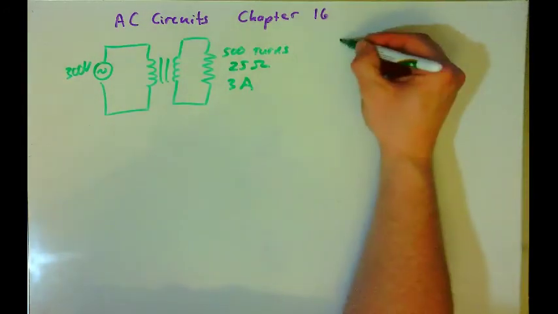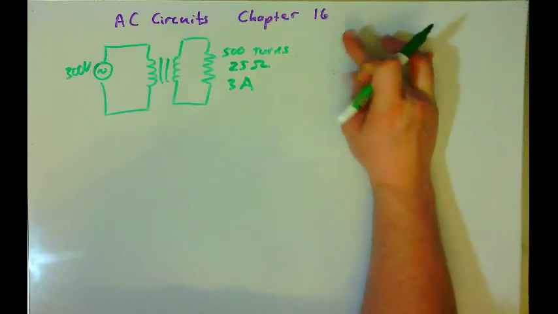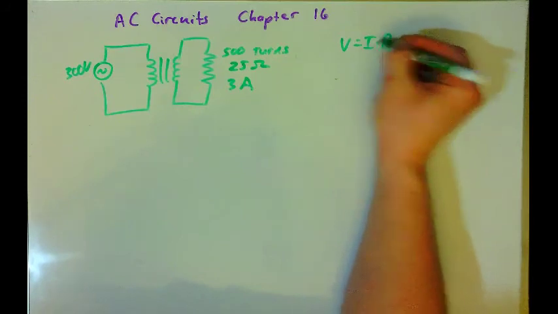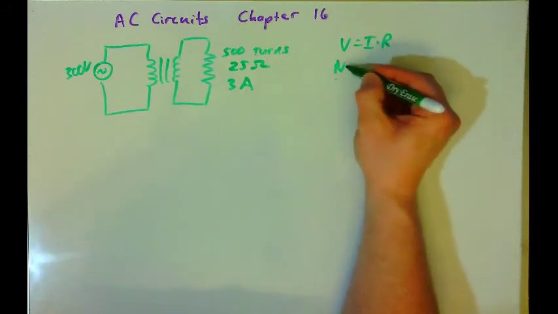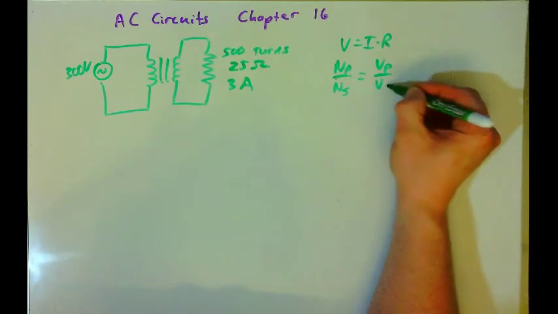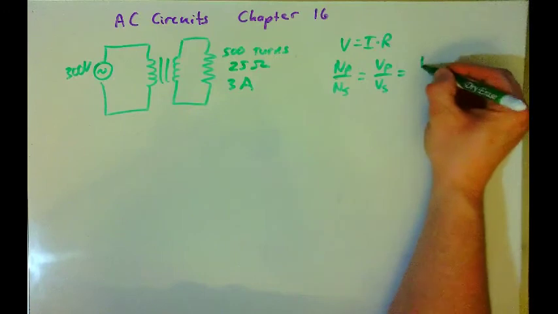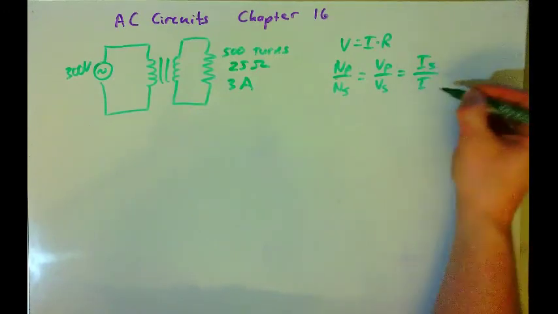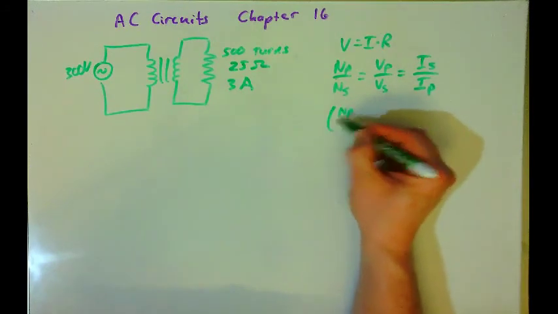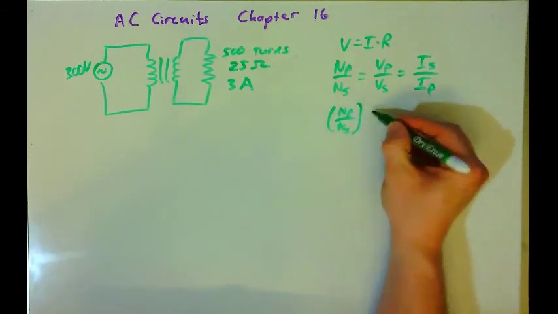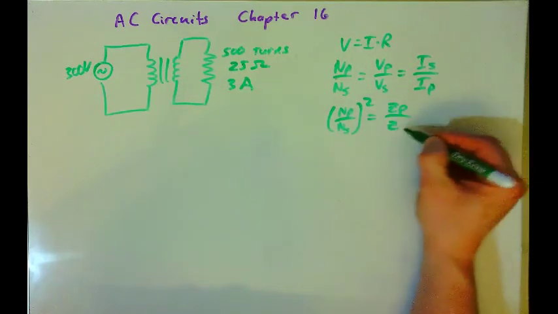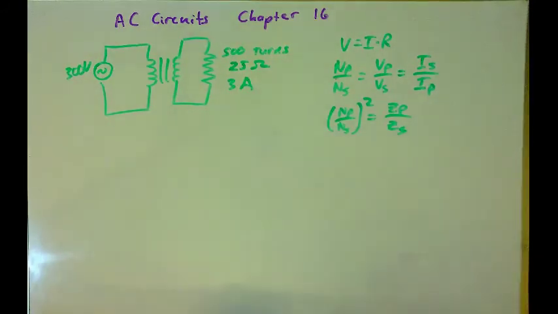And so we have a few formulas to use. First of all, obviously we have Ohm's law, which says that V is equal to I times R. We also have that the turns ratio is equal to the voltage ratio, and that is equal to the reciprocal of the current ratio. We also know that the turns ratio squared is equal to the impedance ratio. So these are the formulas that we'll need to solve these types of circuits.